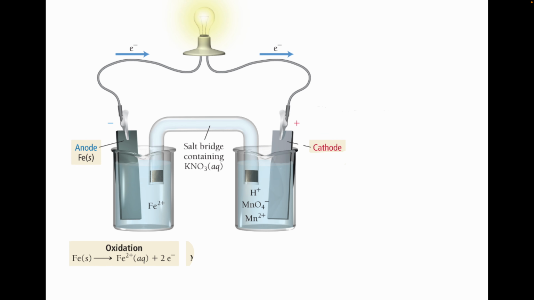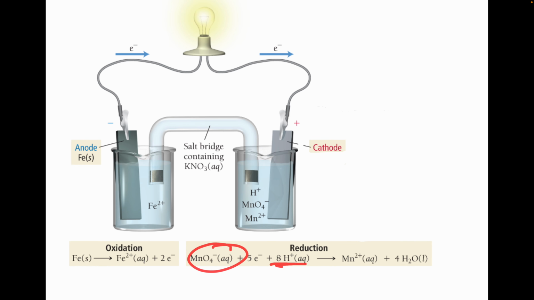All right, my other reaction taking place, my reduction reaction, is a permanganate ion in acidic conditions, gaining 5 electrons to become a manganese 2 ion.